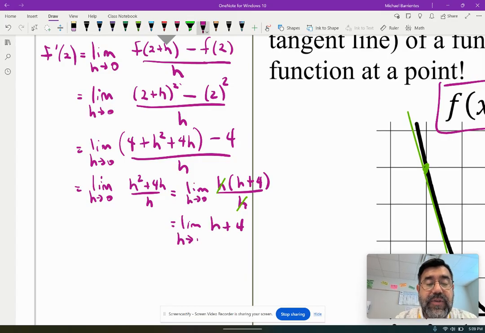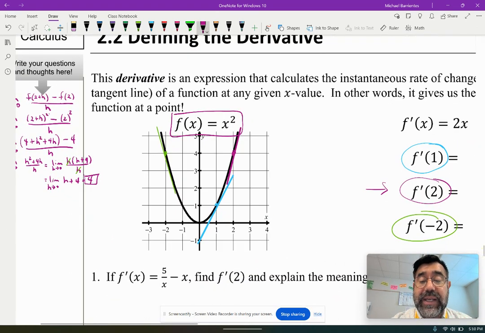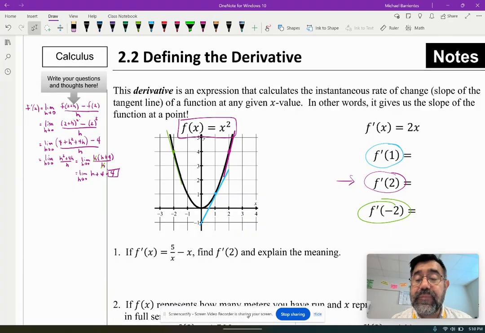And if I do the direct substitution now, if I substitute a 0 in for h, I get my slope of the tangent line at x equals 2. This is not an approximation. This is not an estimate. This is the real deal. I found the slope of the tangent line at x equals 2. So I'm going to come over here, and I'm going to make a little note of that: the derivative of f, the slope of the tangent line of f at 2, is 4.